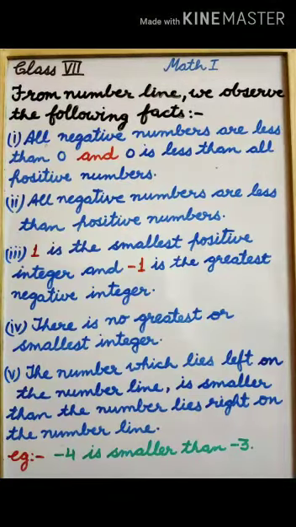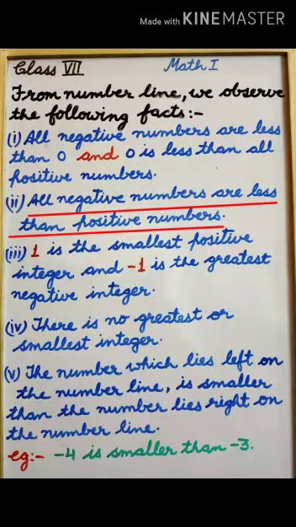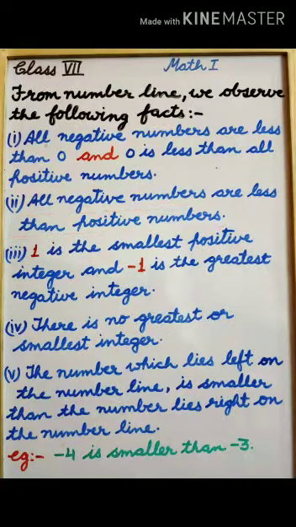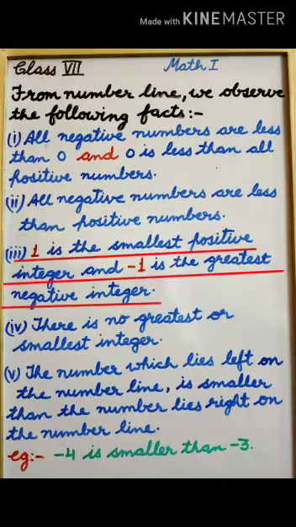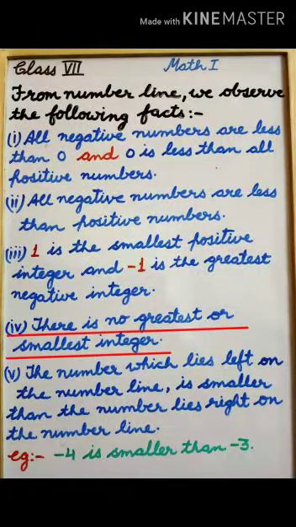From the number line, we observe the following facts. First, all negative numbers are less than 0 and 0 is less than all positive numbers. Second, all negative numbers are less than positive numbers. Third, 1 is the smallest positive integer and minus 1 is the greatest negative integer. Fourth, there is no greatest or smallest integer, as we know counting is endless.